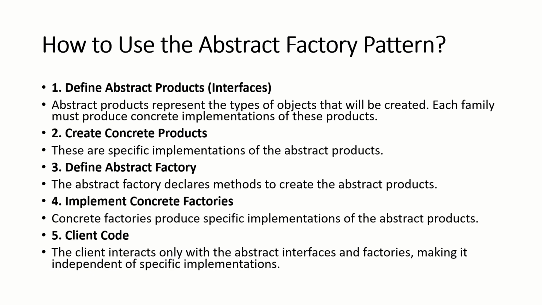And then we have the client code. So this is the whole thing. This is how you can actually design the abstract factory pattern. Now, if you want to read it out, you can do it. Abstract product represents the type of object that will be created. Each family must produce concrete implementations of these products. So these things you can read out. I will stop here, or you can pause it and then read it.